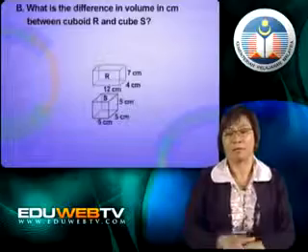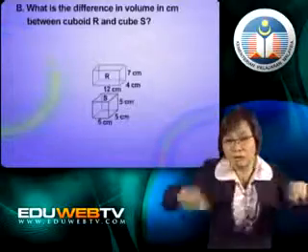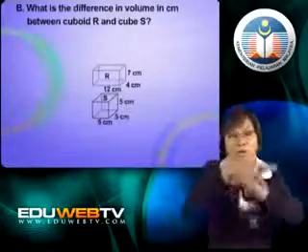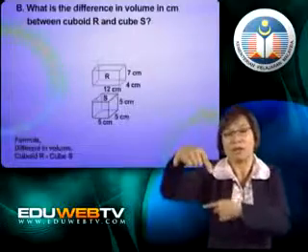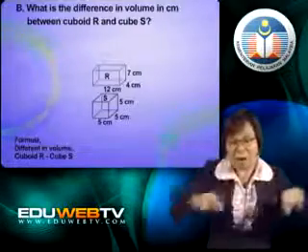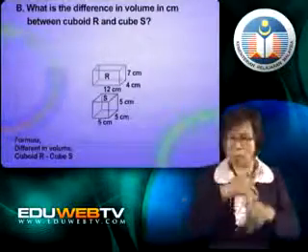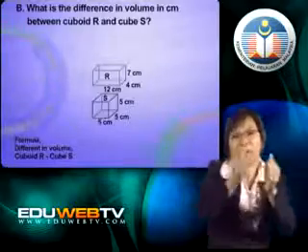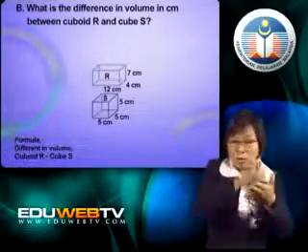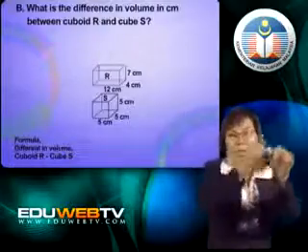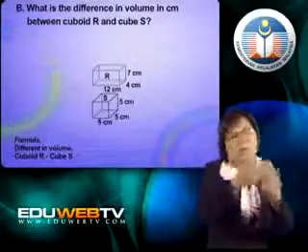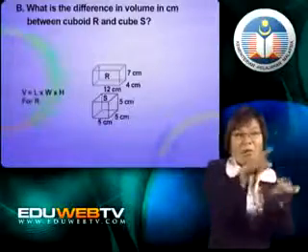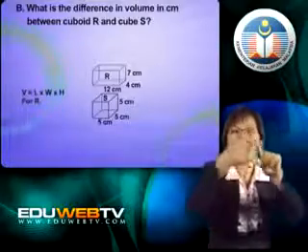Look at the diagram. What is the difference in volume in centimeters between cuboid R and cube S? To find the difference in volume between cuboid R and cube S, we need to subtract cube S from cuboid R. But before that, we need to find the volume of each solid. Simplify the shape. Volume R is equal to length multiplied by width multiplied by height.